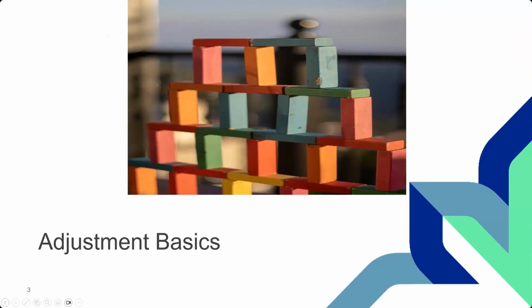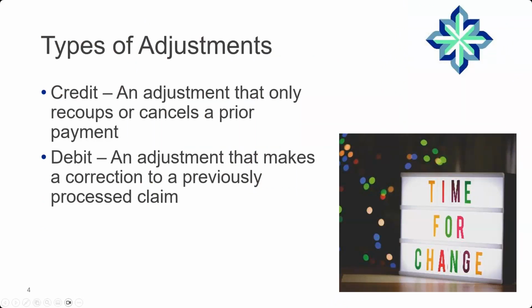Now, I'd like to start by providing some basic information about adjustments. For some, this may be information that you already know, but for others, this may be new. There are essentially two types of adjustments that can be performed within FISS. A credit, which will recoup a payment and cancel the previous claim, and an adjustment which will make changes to a previously processed claim. Now, internally, you may call these different terms.